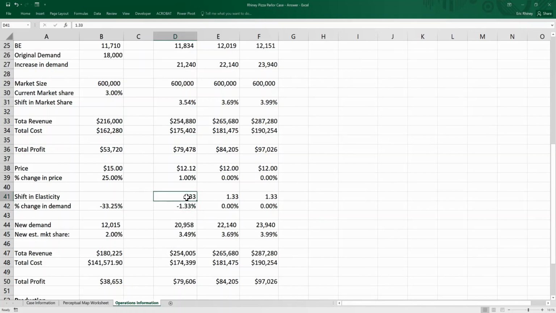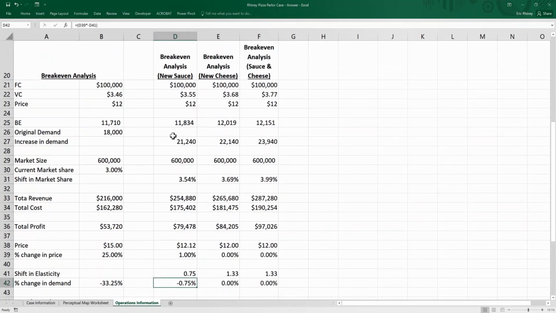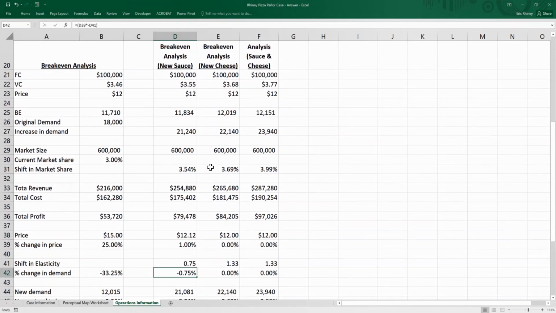All right. Let's say that changing that sauce or possibly the cheese would actually create inelastic demand, such that we don't even have to worry about price. We could go to 0.75 or something like that, and you could see how that would change everything here. We could use this information then to anticipate what changes might occur. And I've done that for the sauce. I've done that for the cheese.